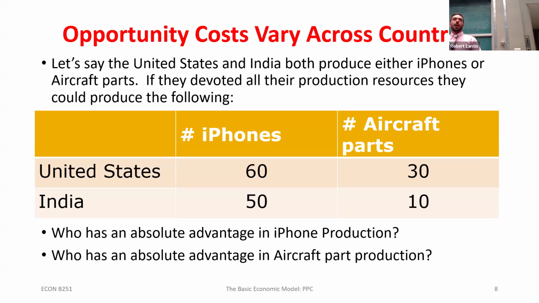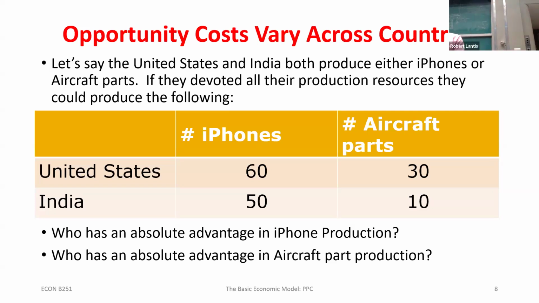Then I could say, okay, what about India? India had, I believe, 50, and then 10. I'm trying to draw this to scale. So here we have India's PPC. The cost of one aircraft part to India is going to be what? 50 over 10, or 5 iPhones. You can see this with these basic numbers. India was a lot more productive when they produce a lot more iPhones than aircraft parts. That ratio is a little bit closer when we're looking at the US. So here, the cost of an aircraft part is going to be much higher to India.